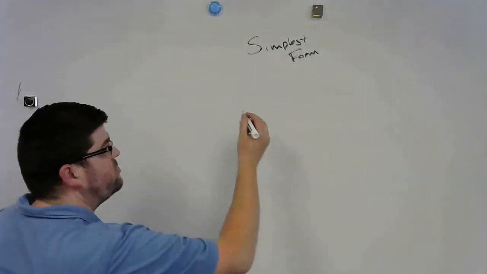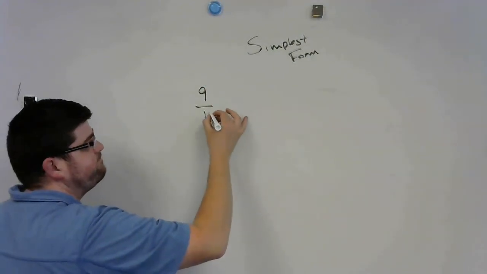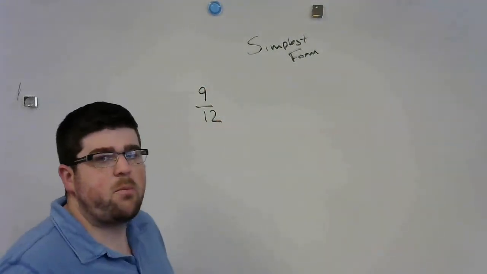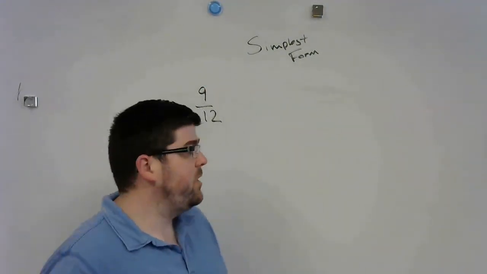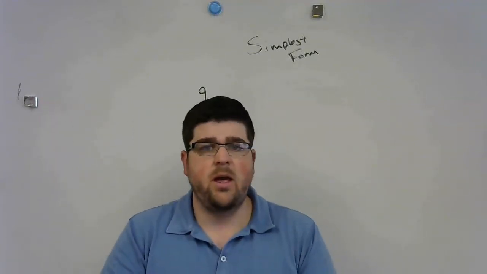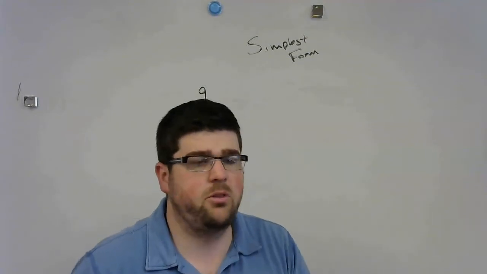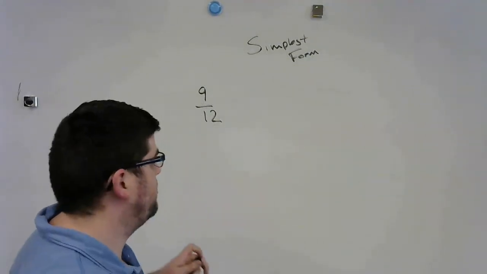Let's try 9/12. So if you remember, your steps for finding simplest form is you need to list out the factors of both the top and the bottom number, and then we're going to divide by the biggest number that's found in both numbers, that's found in the factors of both numbers.